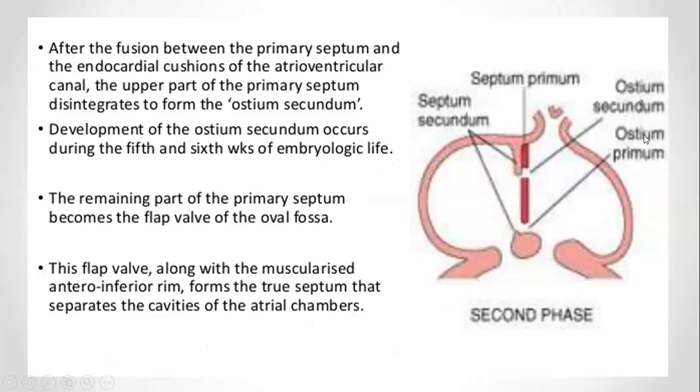Foramen is the same as ostium. Ostium means opening, foramen is also opening. This is called the ostium primum. Now when the cushions join together, there is formation of the ostium secundum or the foramen secundum. Now there is a second septum developing just beside the septum primum. This is called the septum secundum. The ostium secundum develops during the 5th or 6th week of embryonic life.